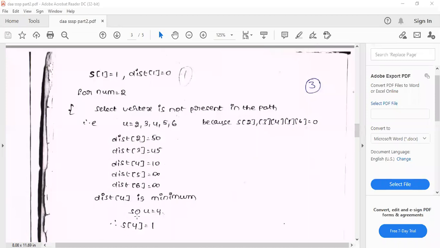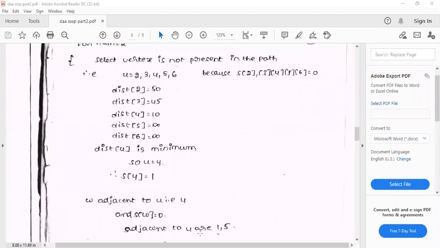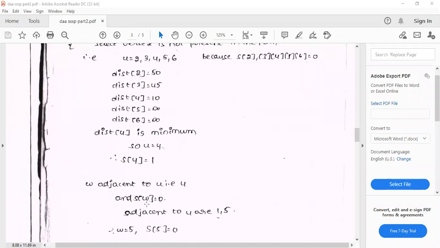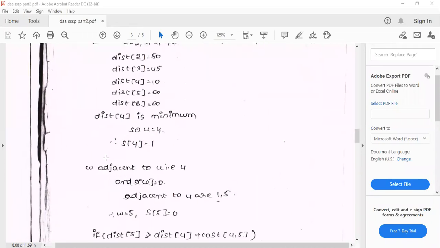The fourth vertex is visited, so S4 equal to 1. That means you are starting at the first vertex and visiting adjacent vertex 4. U equal to 4. So S of w equal to 0, where w means the vertices adjacent to the fourth vertex.